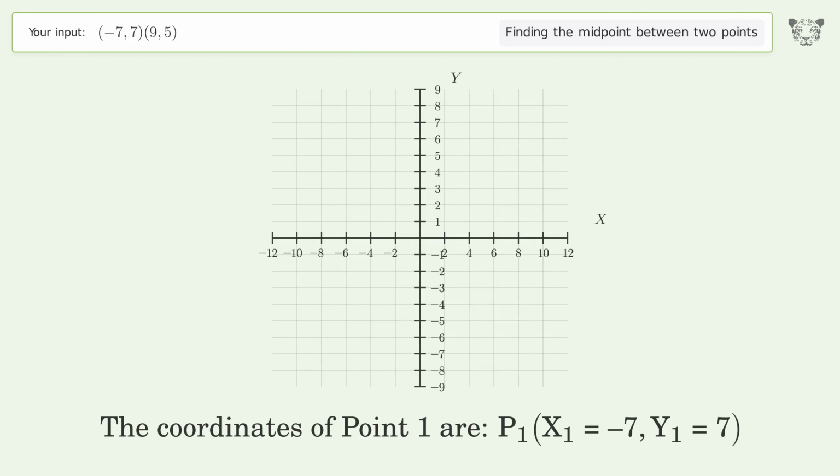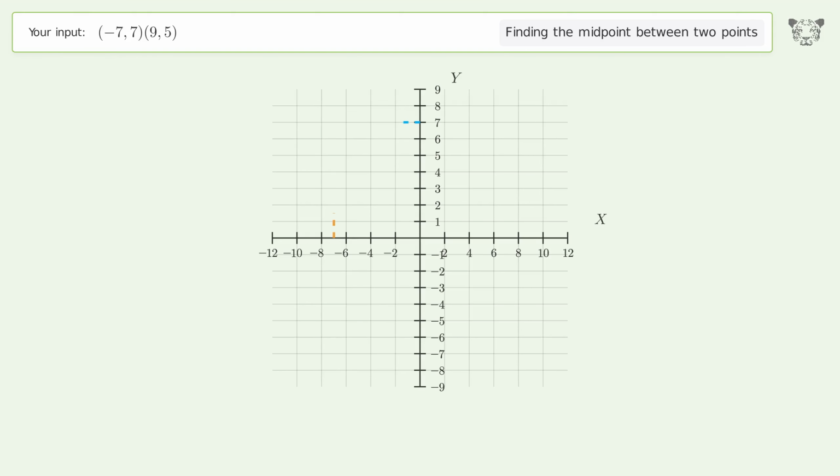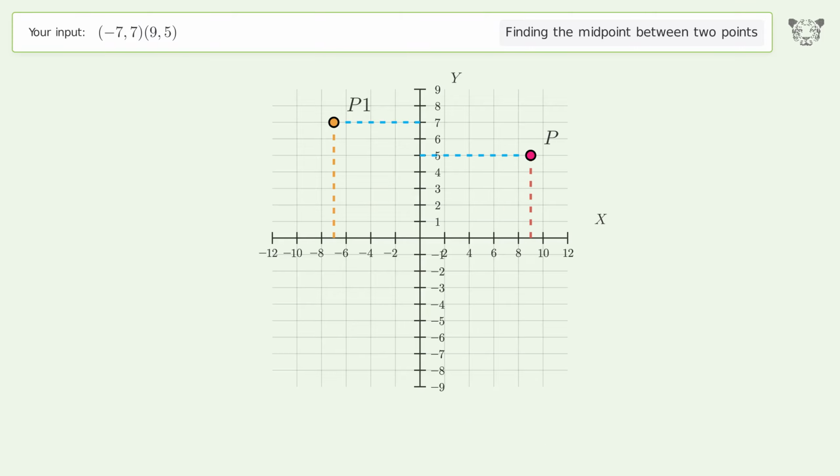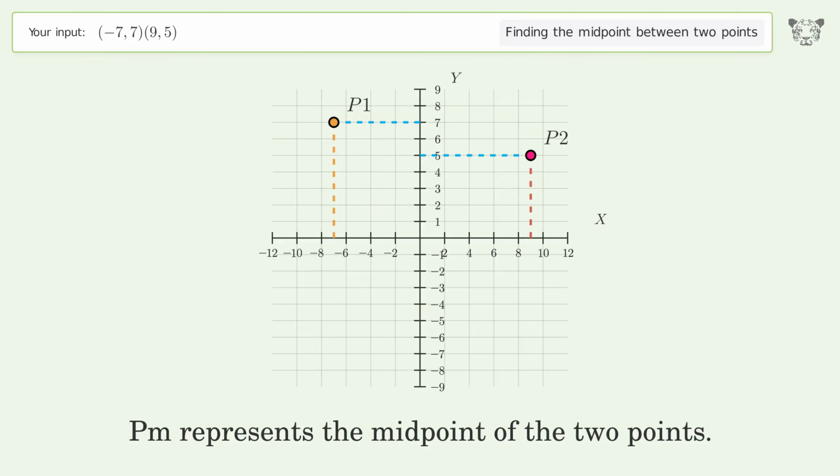The coordinates of point 1 are x1 equals -7, y1 equals 7. The coordinates of point 2 are x2 equals 9, y2 equals 5. PM represents the midpoint of the 2 points.